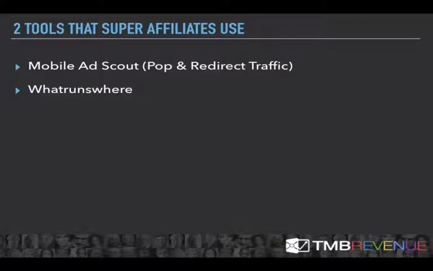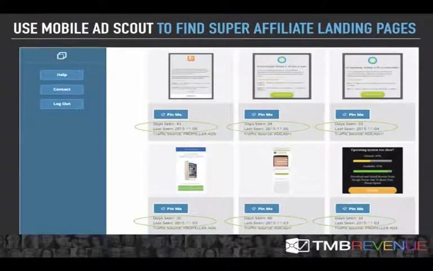But here are the two tools I use, and What Runs Where is a little more pricey. I think it starts off at like $300 a month for What Runs Where, but it's definitely worth it. And again, it pays for itself, because one winning affiliate funnel is all you need to be able to make 6-7 figures, okay? So use Mobile Ad Scout in the following way.